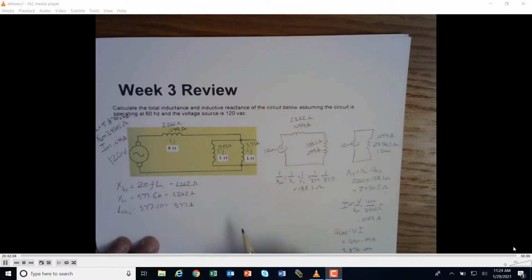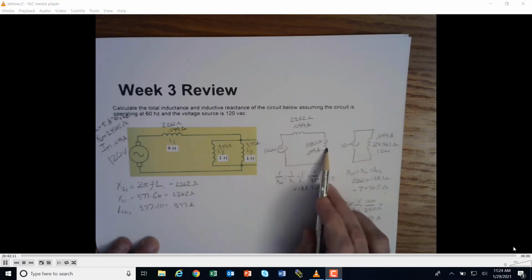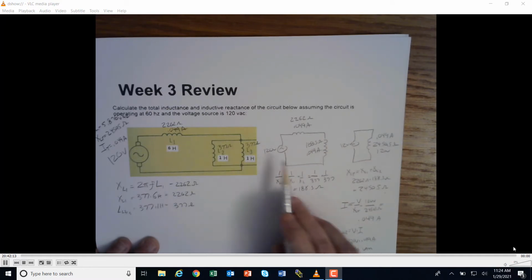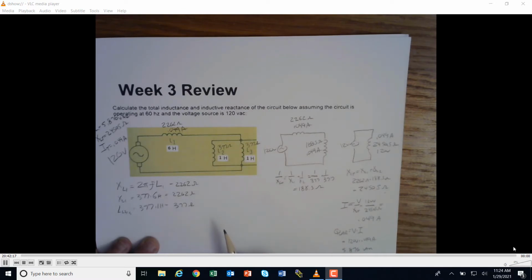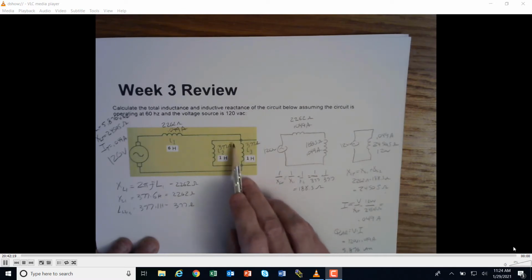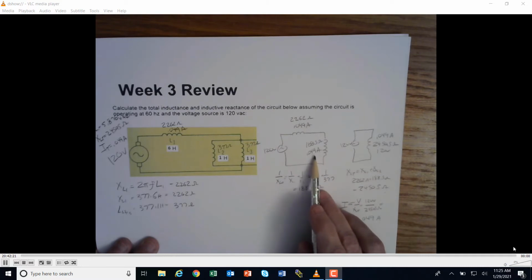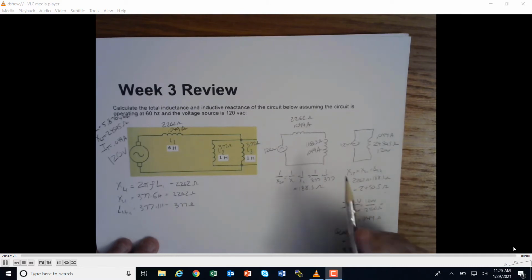Okay, but this is the simplification of these two in parallel. So what do I know? That in these, voltage stays the same, so it looks like I need to get my voltage right here. Okay, so what is my voltage for these right here?